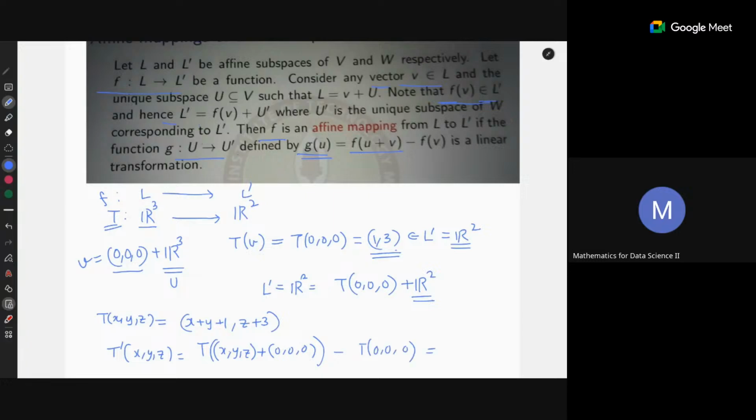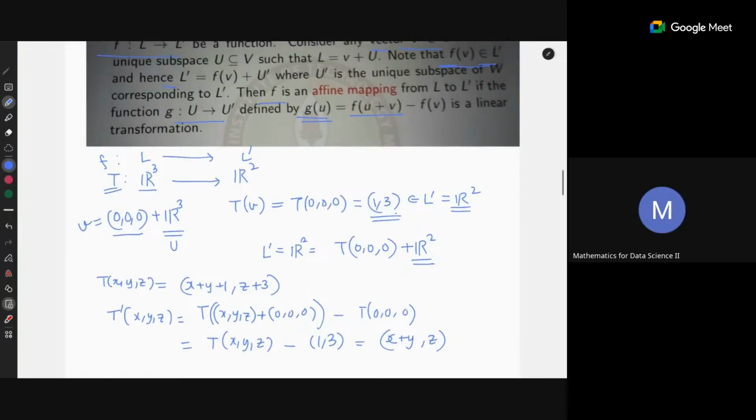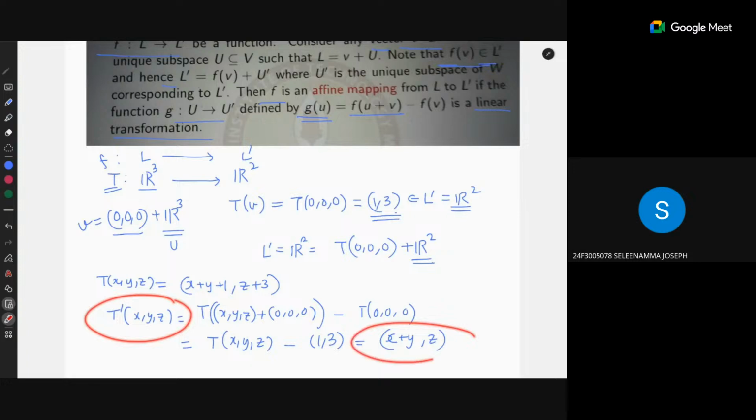So what is this X, Y, Z? This was T of X, Y, Z, and this is 1, 3. And what we will get is X plus Y, Z. Now this is a linear map. So is T prime a linear map? Yes. So what does this mean? Does it mean T is an affine mapping? Yes. Okay.